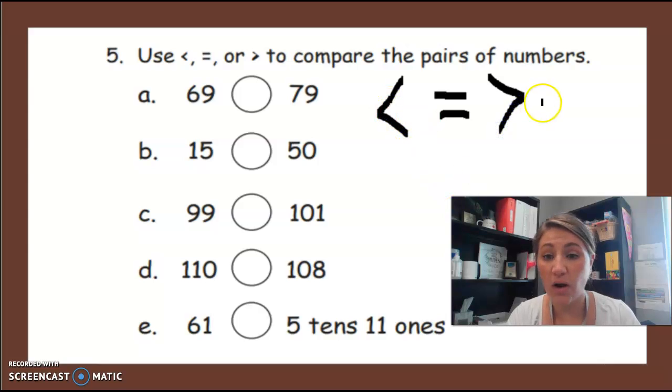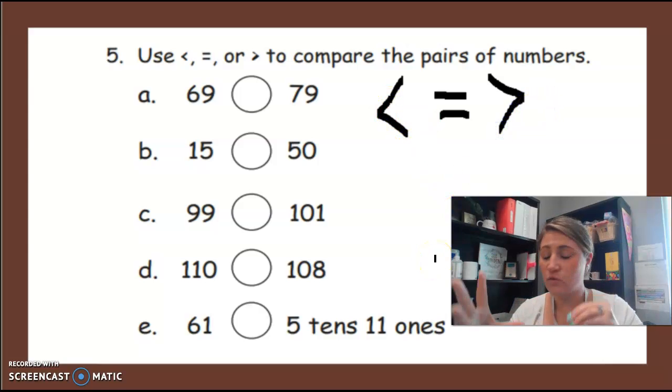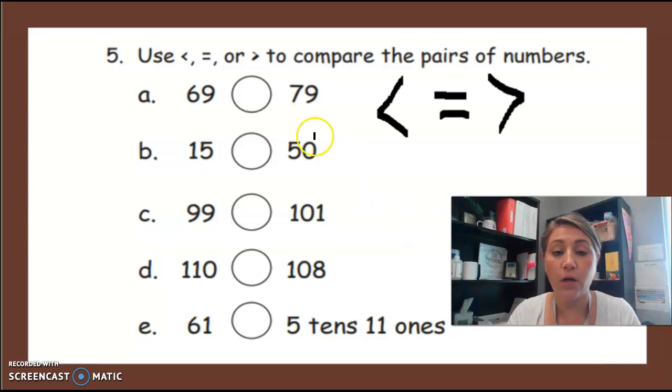than. So these are your alligators, and remember, your alligator always wants to eat the greatest number because they are super hungry. Or if your amounts are the same, if they are equal, you're going to write an equals in the circle. So you'll either write an alligator going that way, or an alligator going the other way, or an equals. I'm going to erase that one though so I don't confuse you.